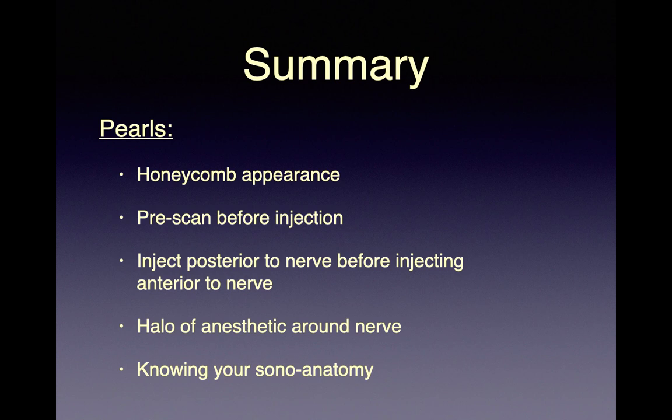When injecting your anesthetic, you don't want to inject the nerve anteriorly first, as this may push the nerve deeper and more posterior and make it difficult to inject posteriorly, especially if you're using a short needle. Therefore, you should inject posterior to the nerve first, followed by your anterior injection. Also, try to obtain as much circumferential spread of anesthesia around the nerve to give it that halo appearance if possible. Lastly, knowing your sonoanatomy will make the procedure go smooth and simple.